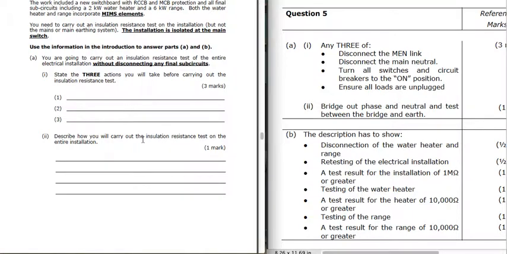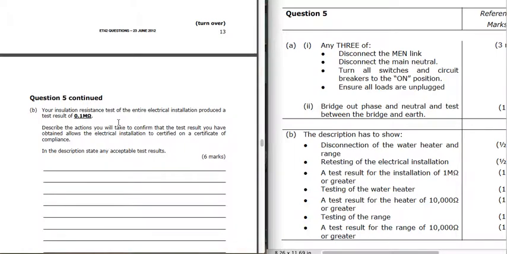How are we going to carry out the insulation resistance test on the entire installation? Well, we're going to bridge out the phase and neutral, and we're going to test between that bridge and the earth. And what that will do, it will test both the phase and neutral to earth. And if there's any connections between either the phase or neutral and earth, that test will find it.